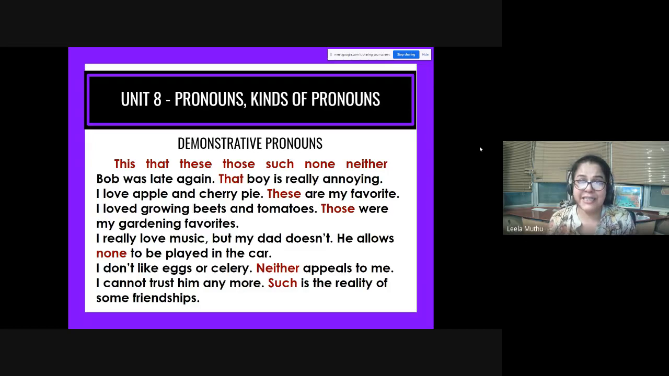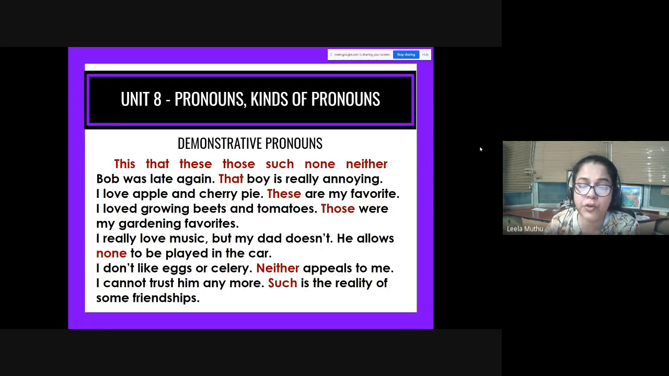I love apple and cherry pie. Okay, so in this case, we're talking about the apple and the cherry pie, because when I say "these are my favorite," "these" is replacing the apple and cherry pie, not replacing "I." Okay. So "these are my favorite" refers to the apple and cherry pie, the noun in the sentence.